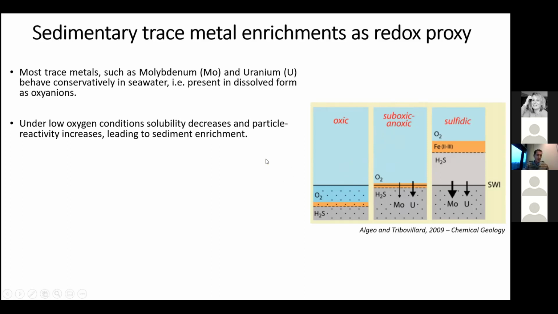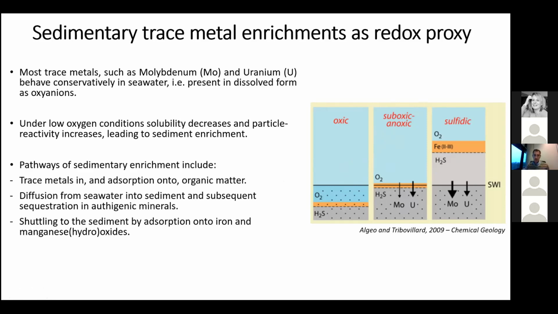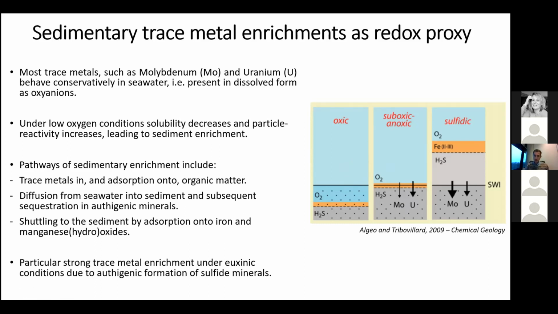of enrichment. Ways of sedimentary enrichment include trace metals in organic matter, but also adsorption onto organic matter, and diffusion from the seawater straight into the sediment, where they can be sequestered as authigenic minerals. They can also be shuttled, for instance, by adsorption onto iron and manganese hydroxides. And as I said, under euxinic conditions, we see particularly strong enrichments of these trace metals.